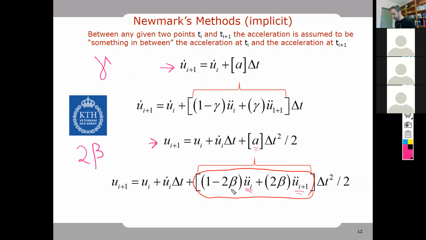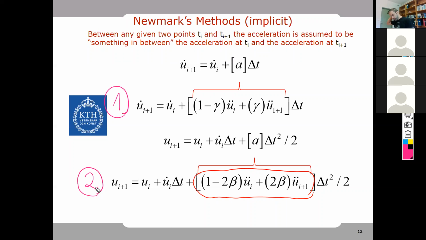If we choose beta to be 0.5, then we have a 50-50 mixture, but we're not limited to that. All right, so we have now one equation, number 1. We have another equation here, equation number 2. And these two equations we're going to carry to the next slide.